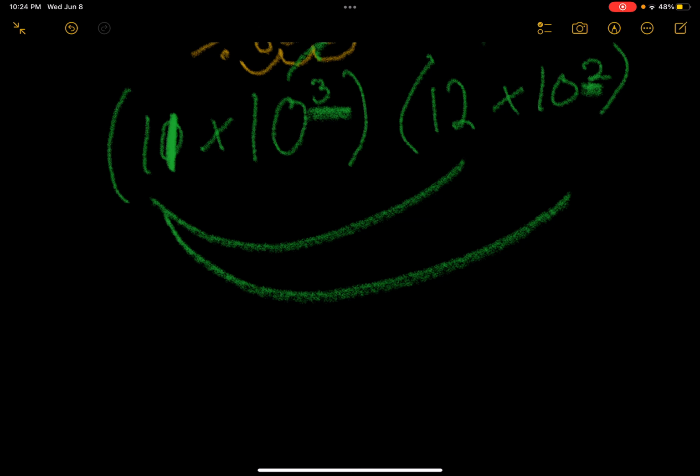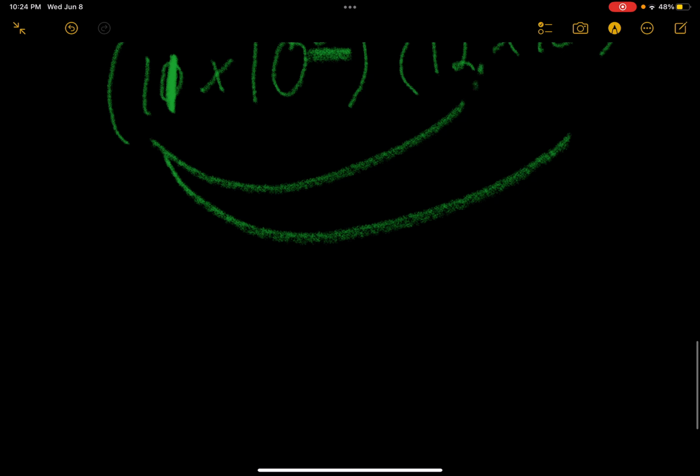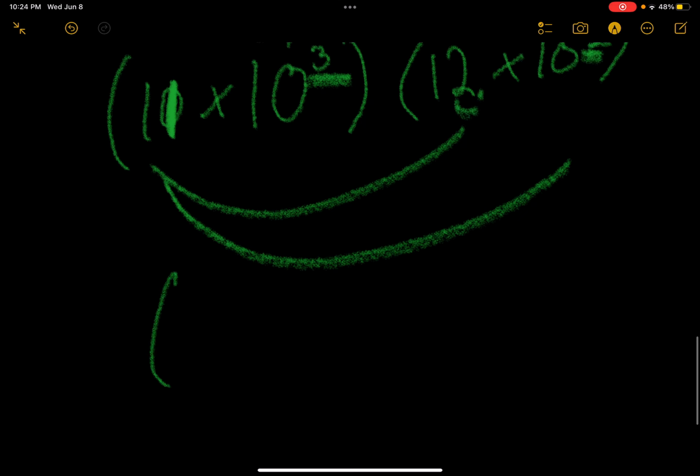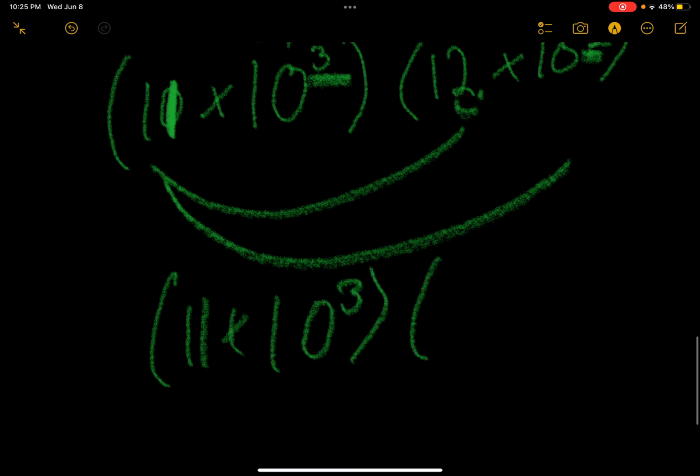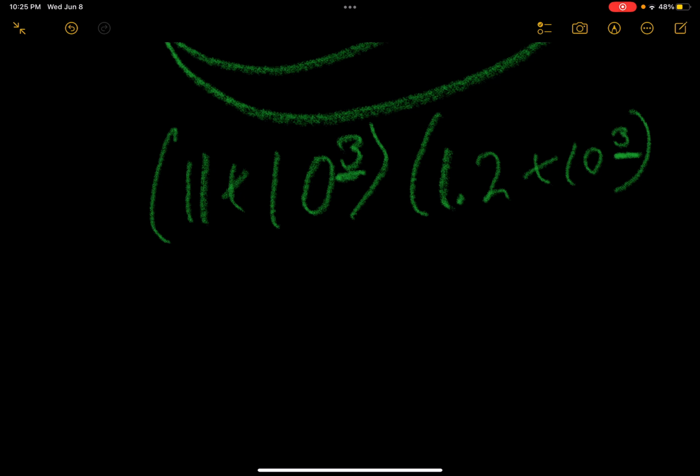We can move this forward once to get it to 2, or we can move this back once, right? So I'm just gonna move this back. I'm gonna move the decimal point from here to here. So that's just gonna change into 11 times 10 to the third, and then 1.2 times 10 to the third, right? Same exponents, right? Now, what we can do here is we can add these 11 plus 1.2.